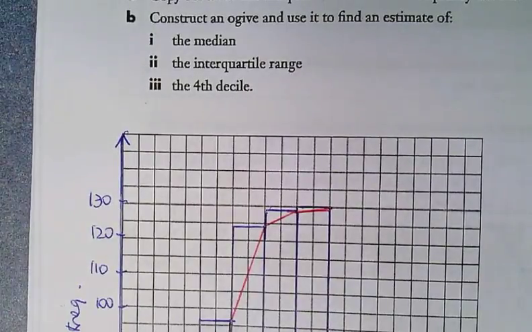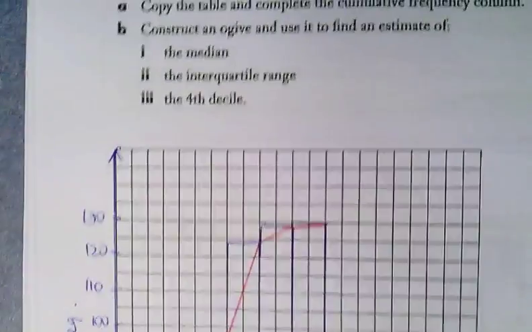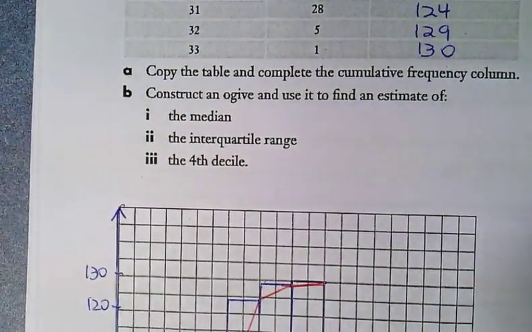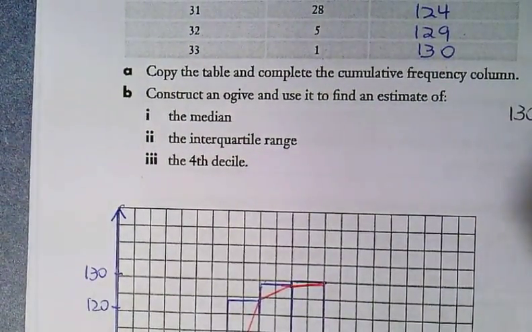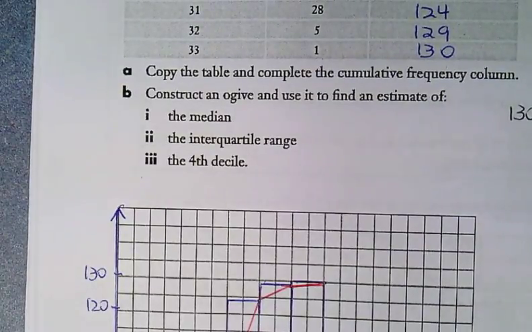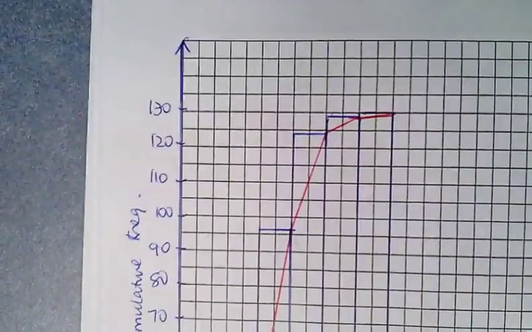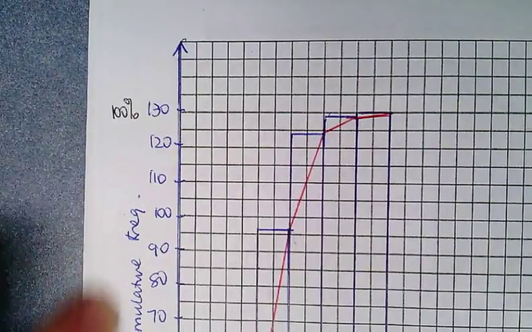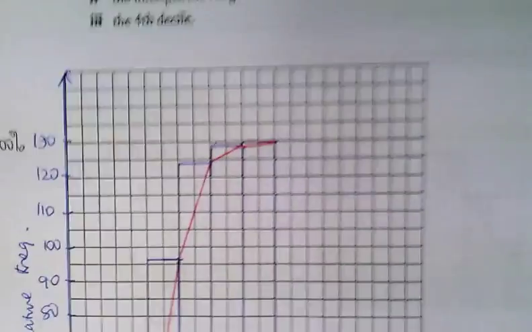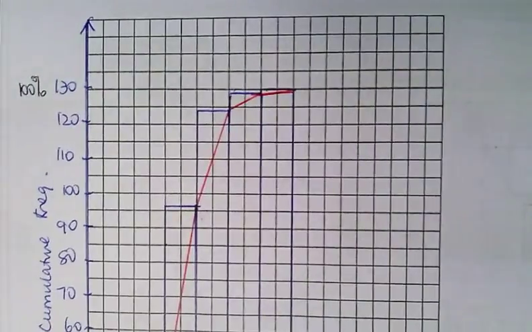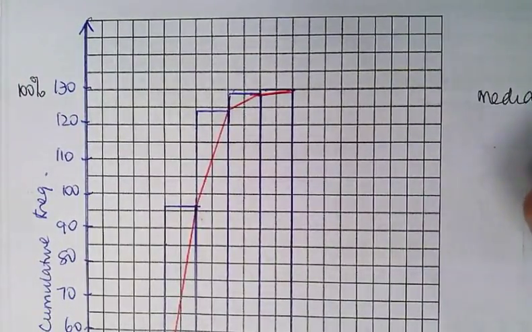Okay, so the median is the middle, the 50% mark. Now we've got 130 scores, so 130 scores is at my 100% mark. So 130 scores indicates 100%. So I should really put that on my graph, that this is my 100%, top of my scores. So 50% would be half of 130. So just doing some working out over here.